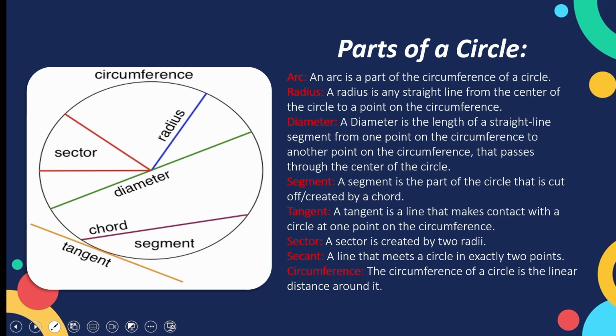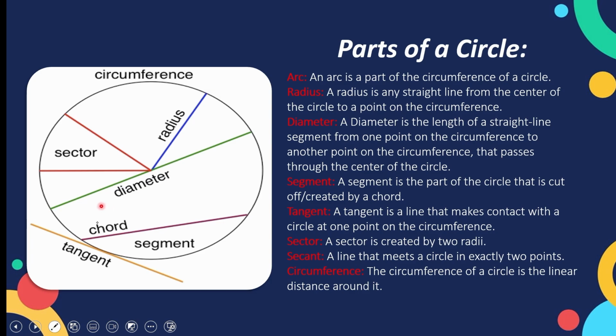Tangent: if we have a look at our circle again, the tangent is not inside the circle. The tangent is actually on the outside. So that yellow line over there that goes across, that is our tangent. What's special about our tangent is that it touches the circle at only one point. Very important. It does not touch it anywhere else except for one point. If it touches at two points, this is called a secant, a line that meets a circle in two points. So be very careful about that.